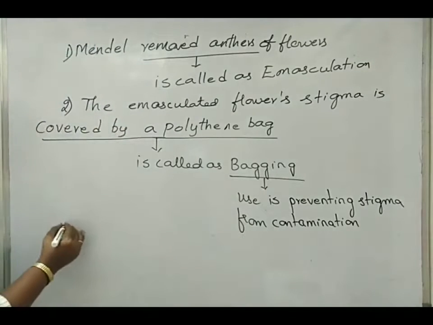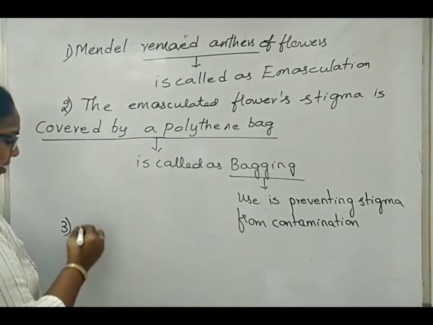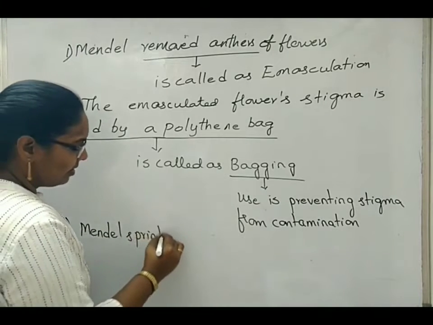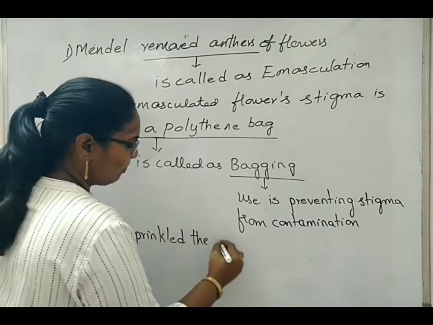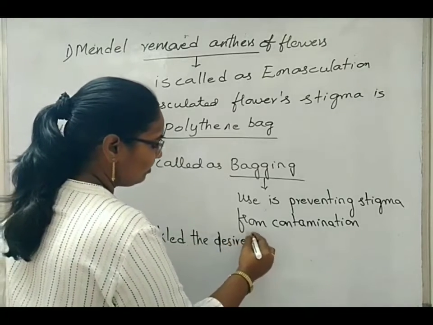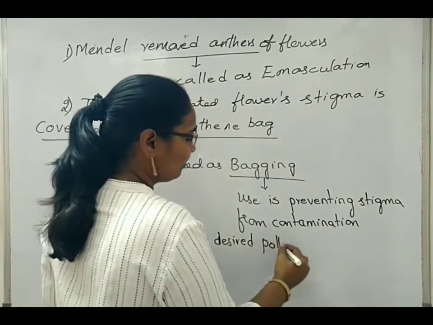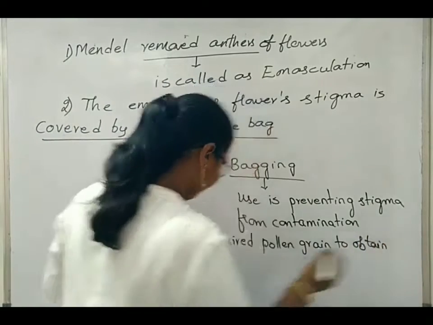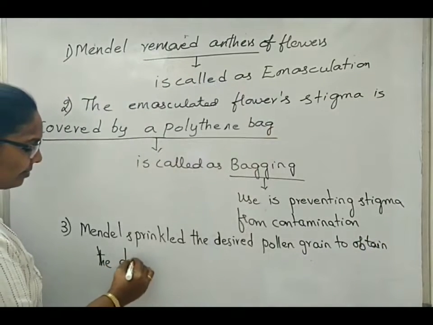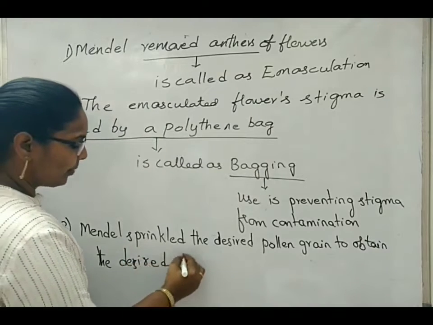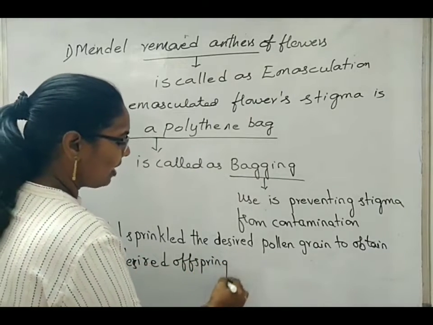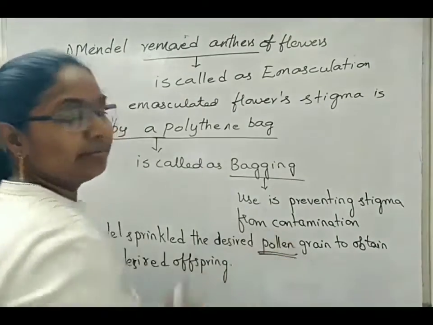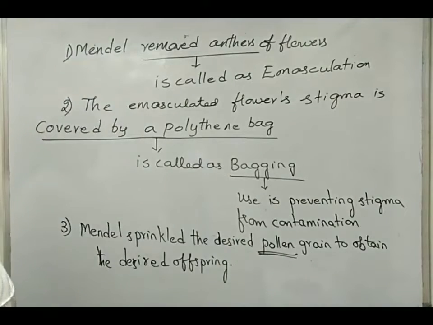Now, in the third step, Mendel sprinkled the desired pollen grain to obtain the desired offspring, which has the required characteristic feature because of the selected pollen grain. Okay, this is the experiment done by Mendel.